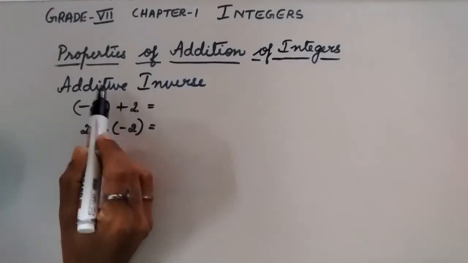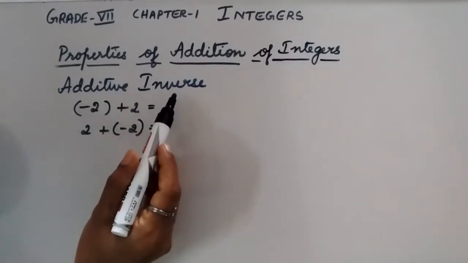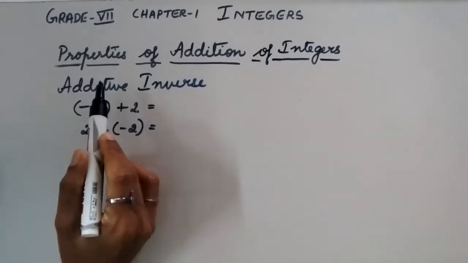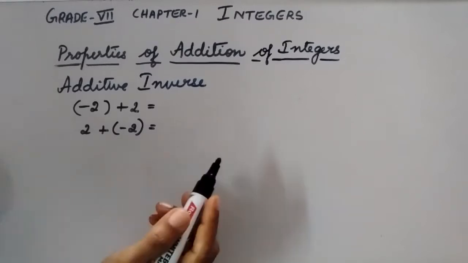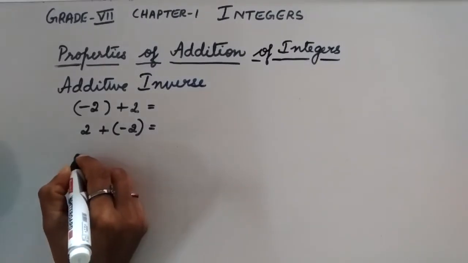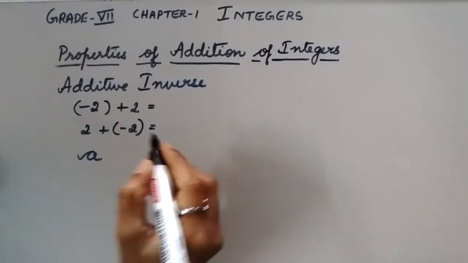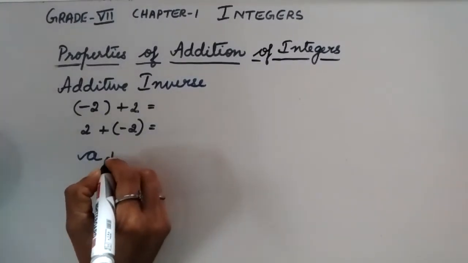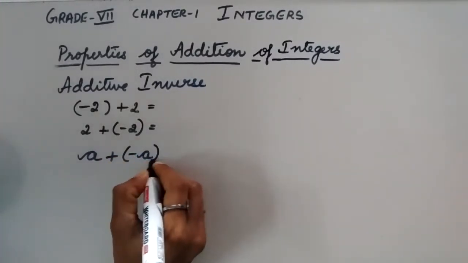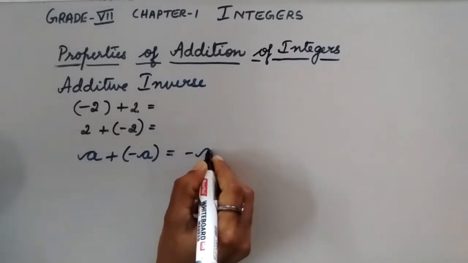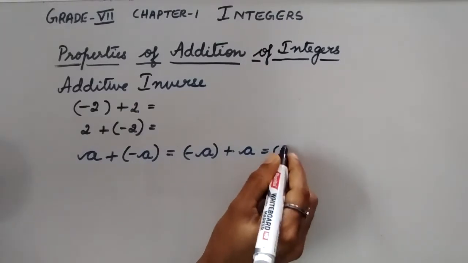The next we have is the additive inverse. What is this additive inverse? What does it state? Additive inverse states that for an integer a, we have a plus minus a is equal to minus a plus a is equal to 0.